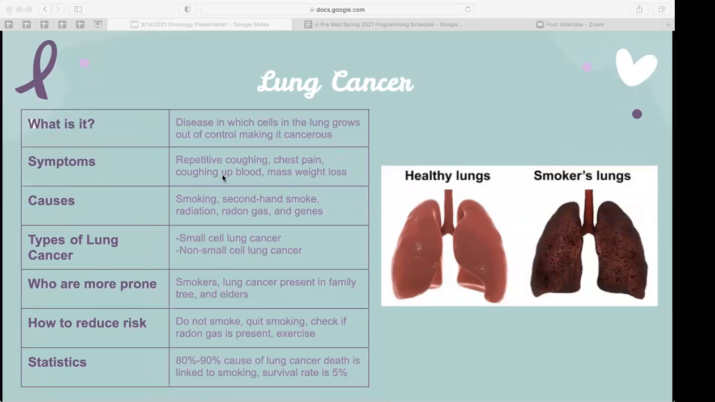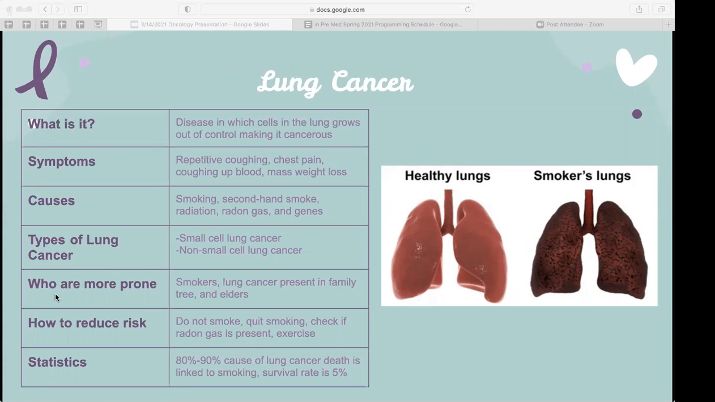Okay, so hey everyone, now we'll be going over lung cancer. By definition, lung cancer is a disease in which the cells in the lungs grow out of control. These cancerous cells may spread towards lymph nodes and other organs like the brain. Unfortunately, cancer from other organs may also spread towards organs that are yet to be affected, and this is called metastasis.